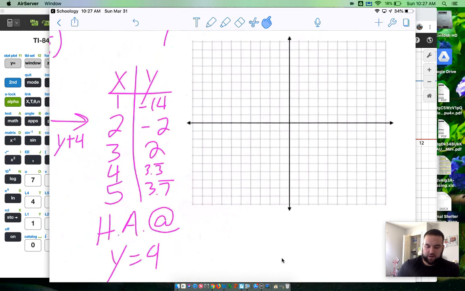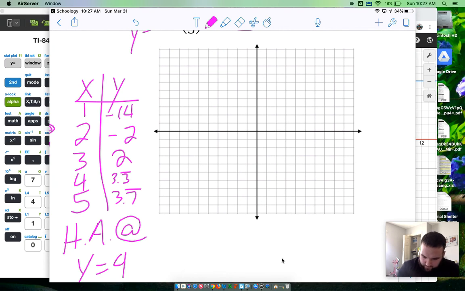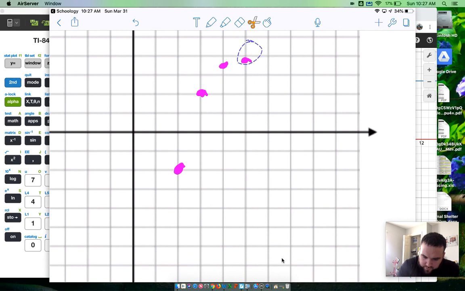So if I graph this now, obviously 1, negative 14 doesn't work. And we just saw what the graph looks like. 2, negative 2, 3, positive 2, 4, 3.3, and 5, 3.7. Positive 1 would be down here somewhere. Oh boy, I just did exactly what I said not to do. I'm going to move that point down. Good. And you should be approaching it.